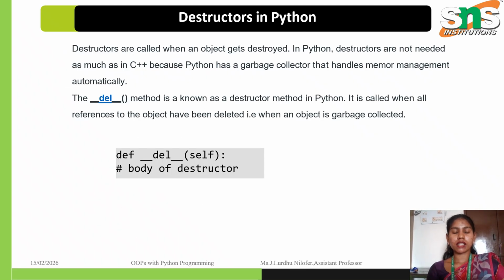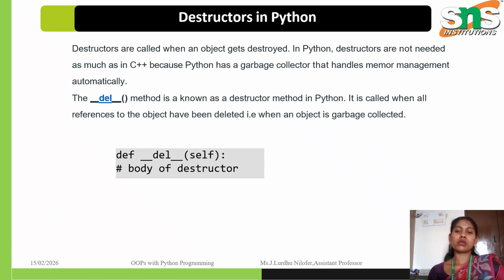Now, what is a destructor in Python? Destructors are called when an object gets destroyed. Destroy means we delete the object of the program. The destructor is not needed as much in Python as in C++ because Python has a garbage collector that handles memory management automatically. The del method, __del__, is known as the destructor method in Python. It is called when all references to the object have been deleted.